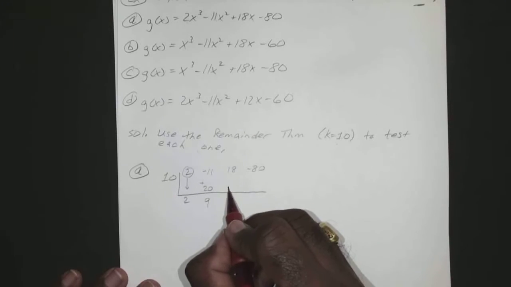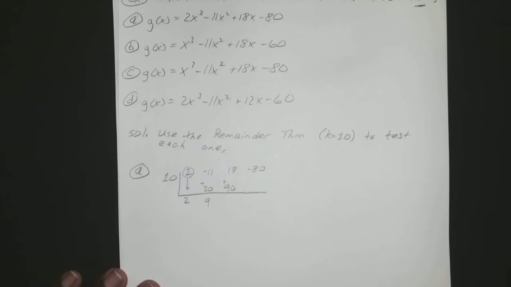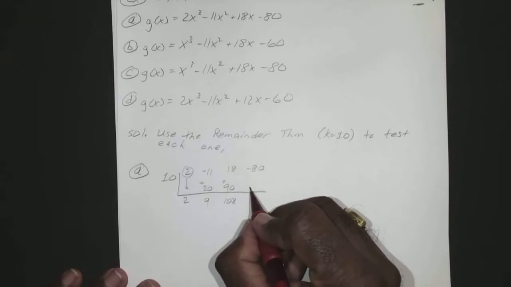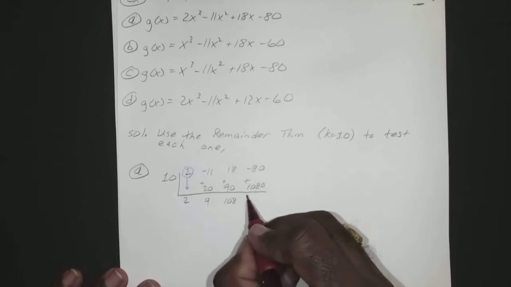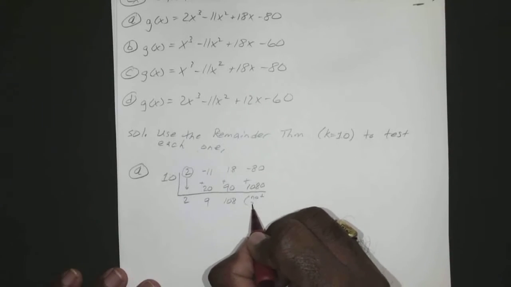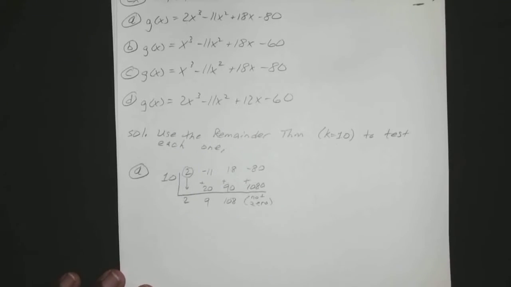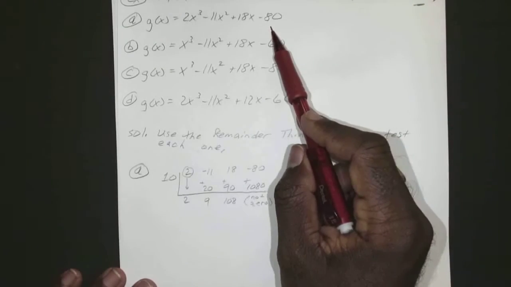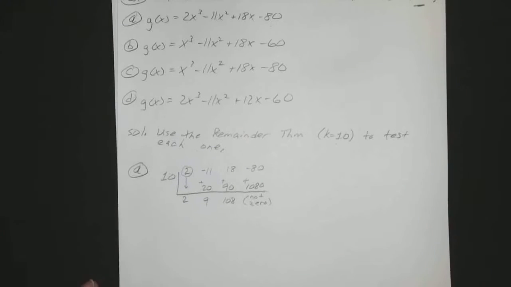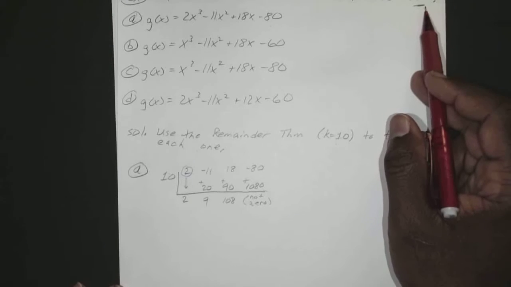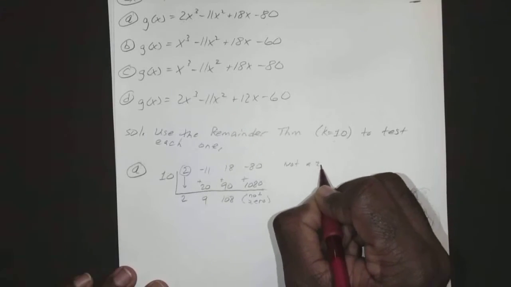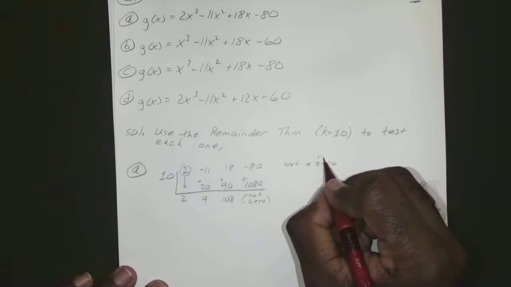10 times 9 is 90. So we add them together. 90 plus 18 is 108. 10 times 108 is 1080. Add those together, and we don't even have to add them together because we know it's not 0. Okay? So we know that this polynomial doesn't cross the x-axis at 10. It may cross it somewhere else, but we know it doesn't cross the x-axis at 10. Okay, so this one's not a 0, or not a rational 0.